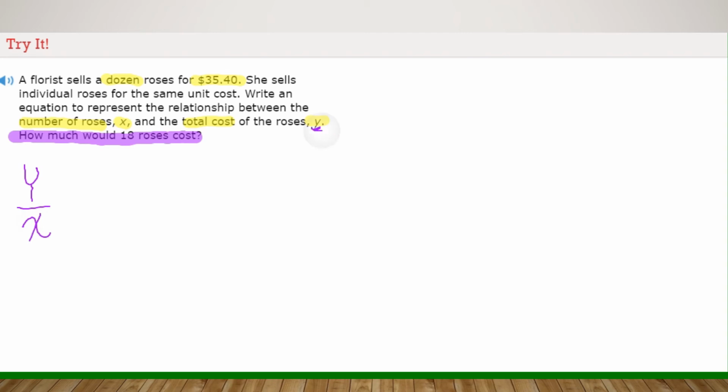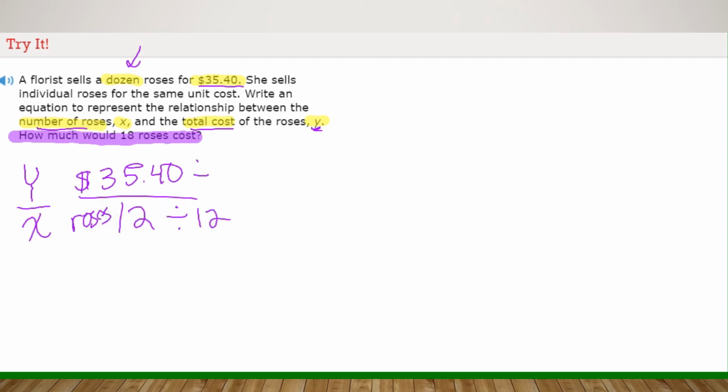In this case, it tells us y is the total cost. And the total cost is $35 and 40 cents. Now we can put that over x, which is the number of roses. Well, it tells us right here, a dozen. And a dozen is equal to 12. So that's 12 roses. Now I'm going to go ahead and simplify to figure out how much one rose costs. I'm going to divide the numerator and denominator by 12. 12 divided by 12 is 1, so I'm left with 1 rose. And then $35.40 divided by 12 is $2.95. So that lets us know one rose costs $2.95. Now we can go ahead and build our equation.